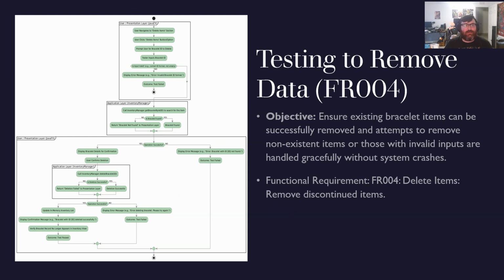We are doing this for situations in which CC, the owner of the shop, has made bracelets of this particular design. Maybe they're not selling well. Maybe she wants to update it with a new design. What she can do is take down older listings by removing the data, the bracelets themselves. This test is to ensure that bracelets can be successfully removed and that attempts to remove non-existing items kick back with an error.